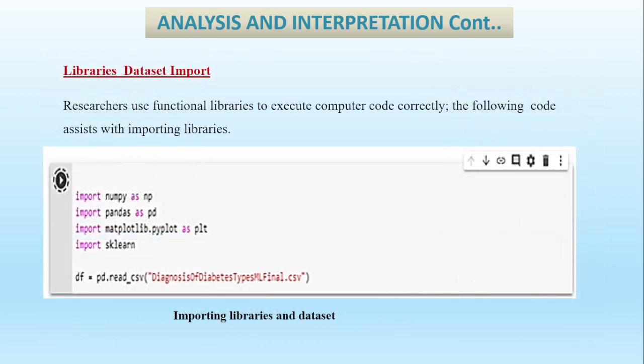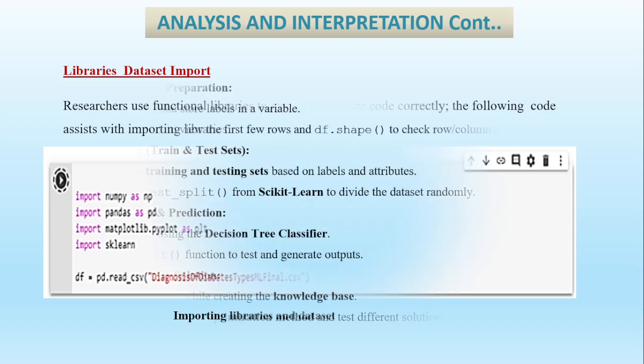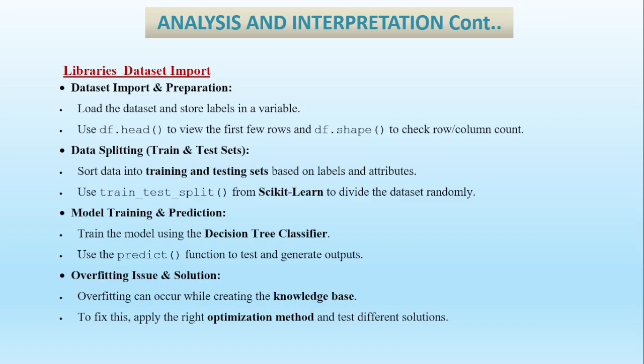Now, library and data import. This is the library and data import: pandas as pd, matplotlib pyplot as plt, sklearn, and df equals pd. This is then the output of importing the library and dataset. Now, library, dataset import and preparation: load the dataset and store the label in a variable. Label is the most important thing. We have to give the label. Use df.head to view the first few rows and df.shape to check the row and column count.